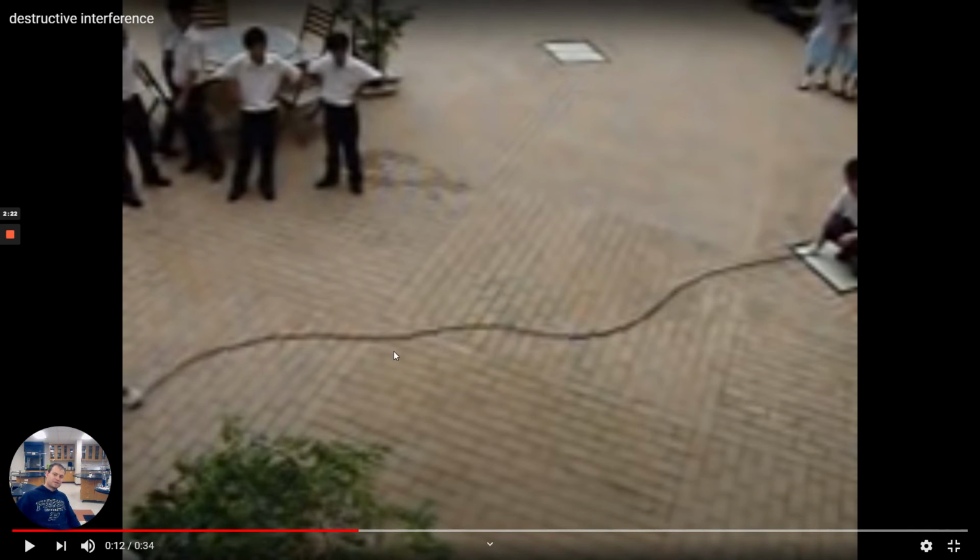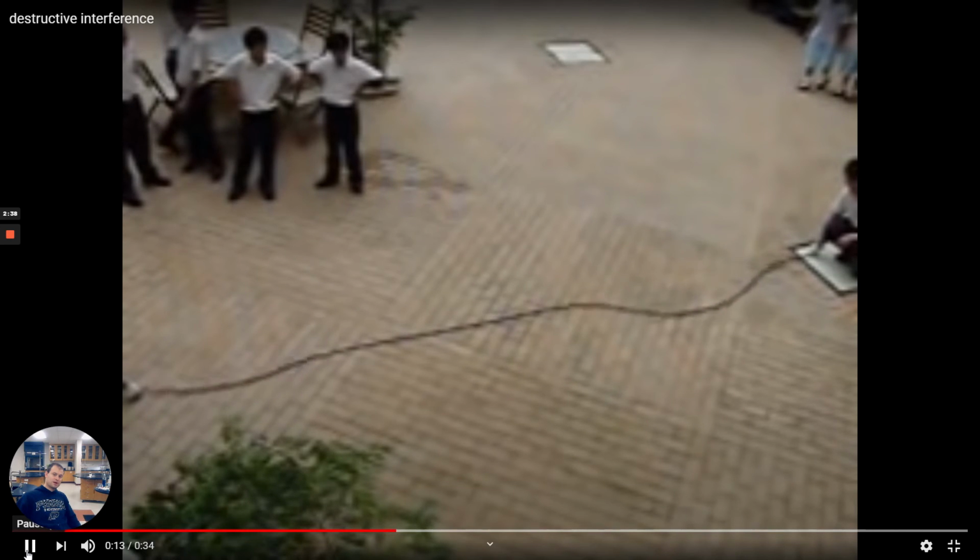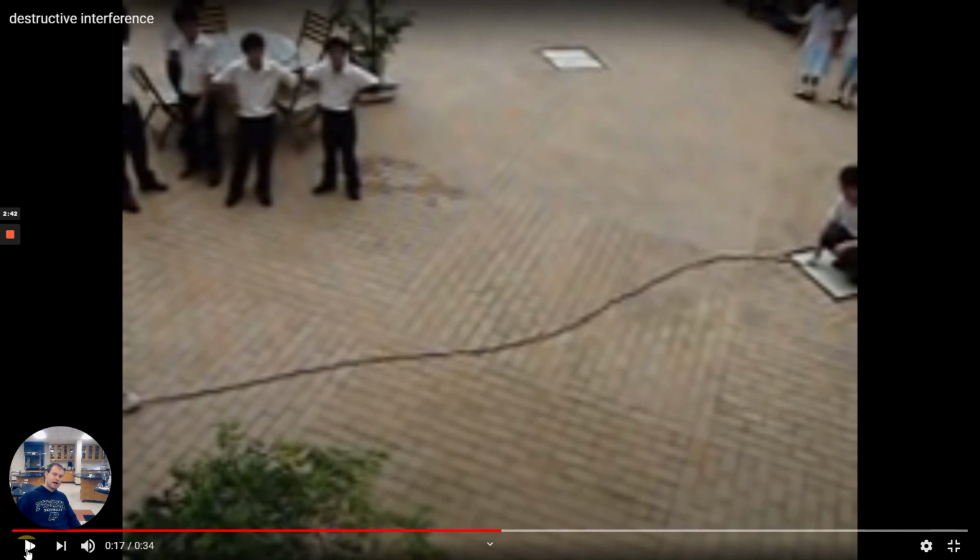If we continue watching the video, you notice that both students have their hands held down firmly in place. That's a fixed point, which means when the waves reflect off of those students' hands, the waves will flip to the other side, because that's what waves do when they reflect off of a fixed end. So here we go. You can see both waves flipping to the other side.